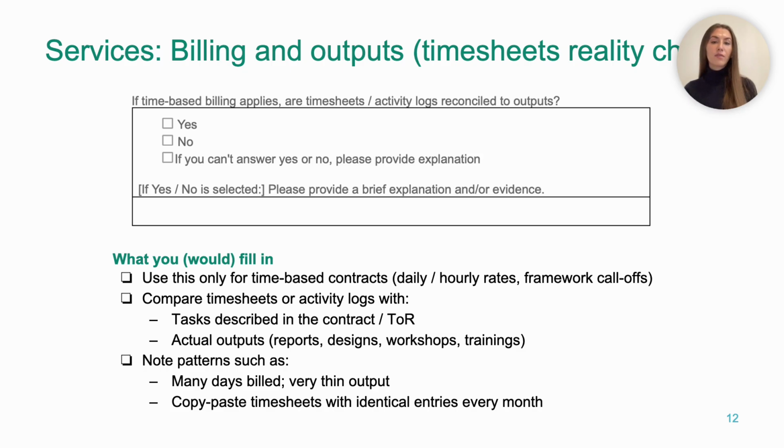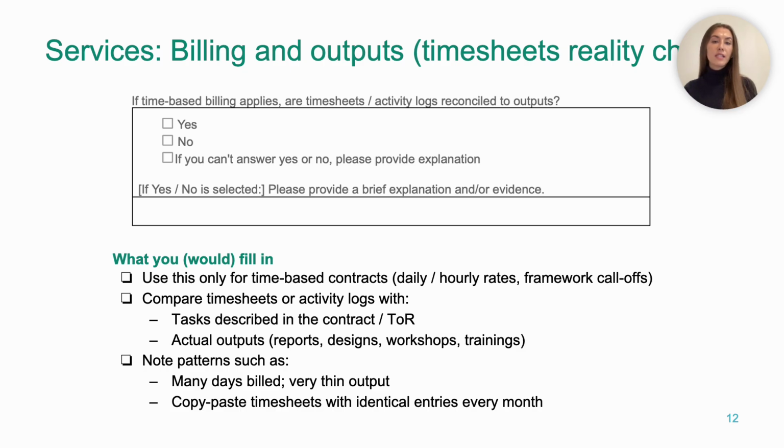So red flag patterns for corruption scheme 2 would be overbilling or ghost work, including very high numbers of billed days, but only a short memo or a few slides as final report. Copy-paste timesheets, so every month the same description, same hours, but no link to specific tasks. Timesheets that clearly extend beyond the contract period without any formal extension are also relevant here.